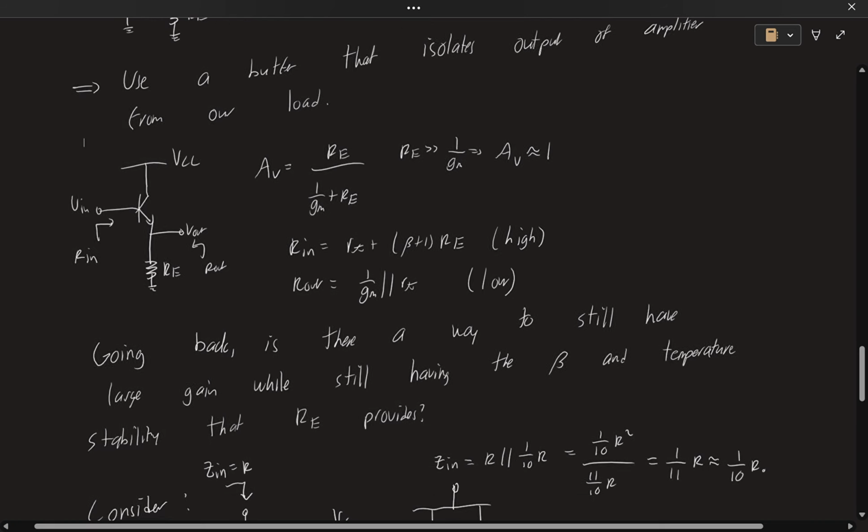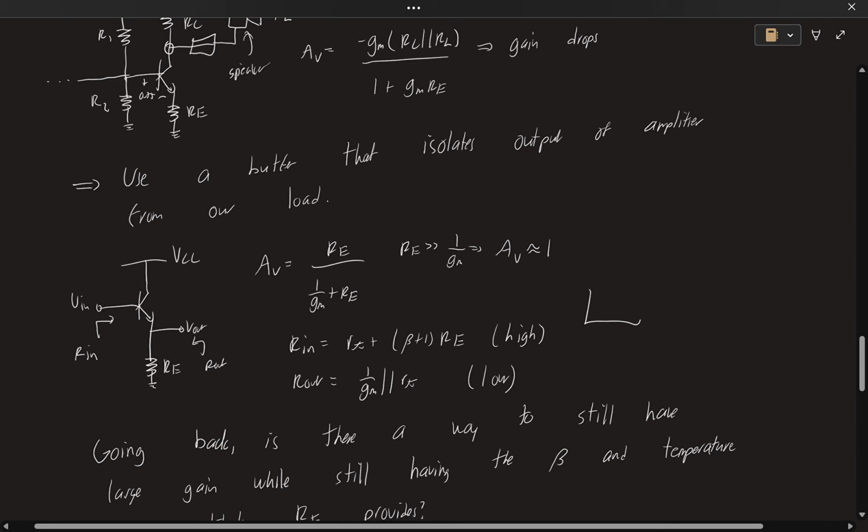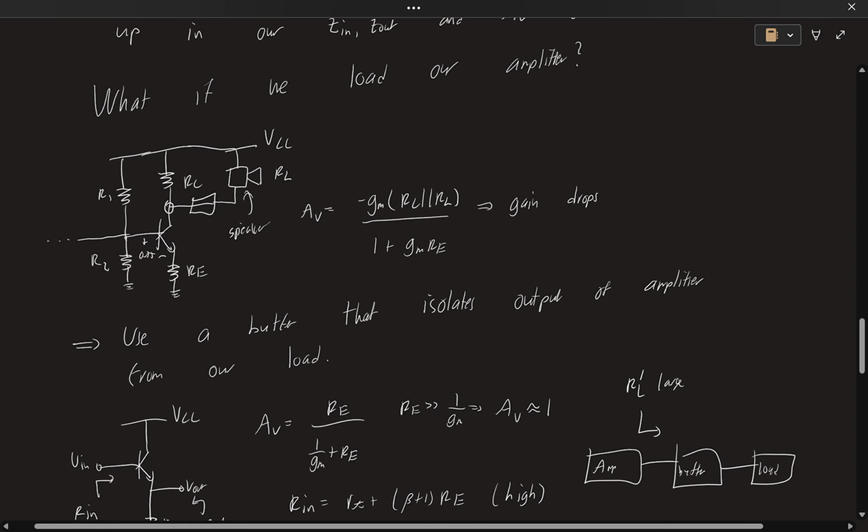So what we can do now is, if you have an amplifier, and we place this buffer and this load, if we look this way, this is our new R load, which we'll call R load prime. This is going to look very large. Which means that if we go back to this equation and plug in the large RL, we're just going to get negative GMRC as a numerator.